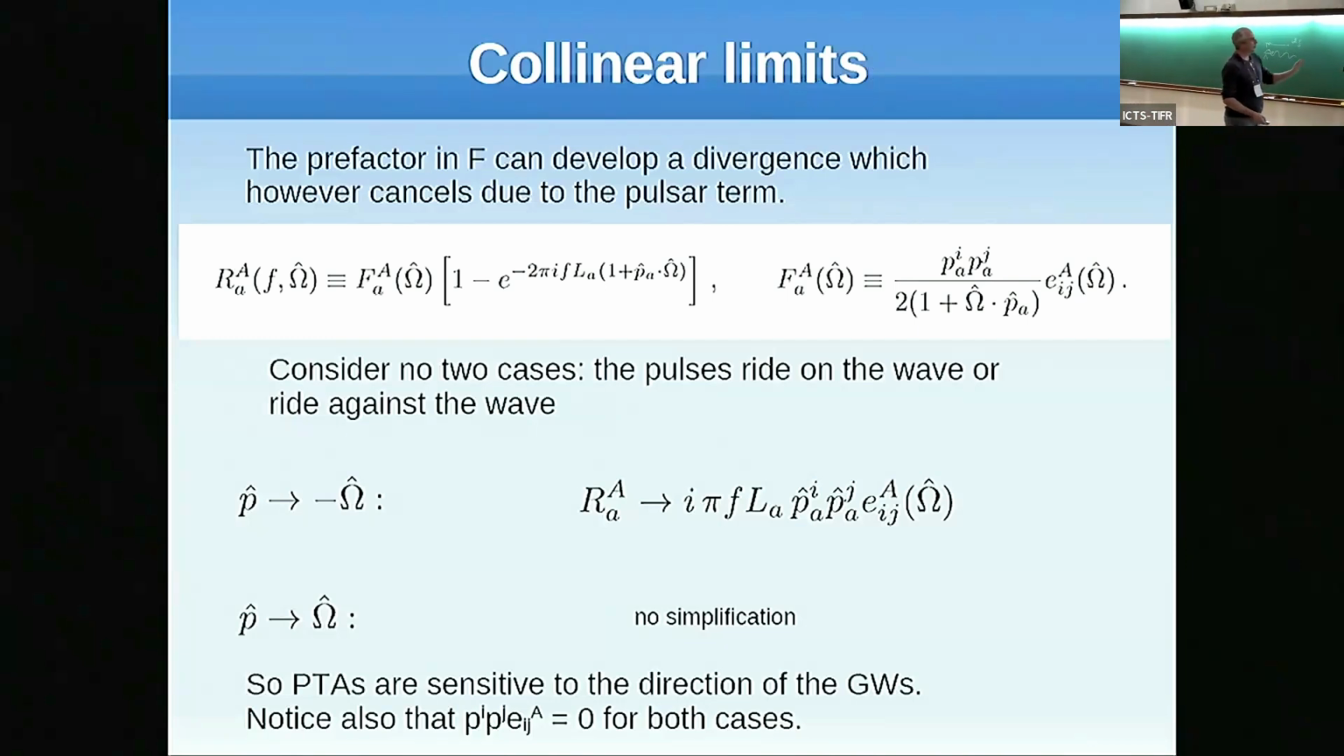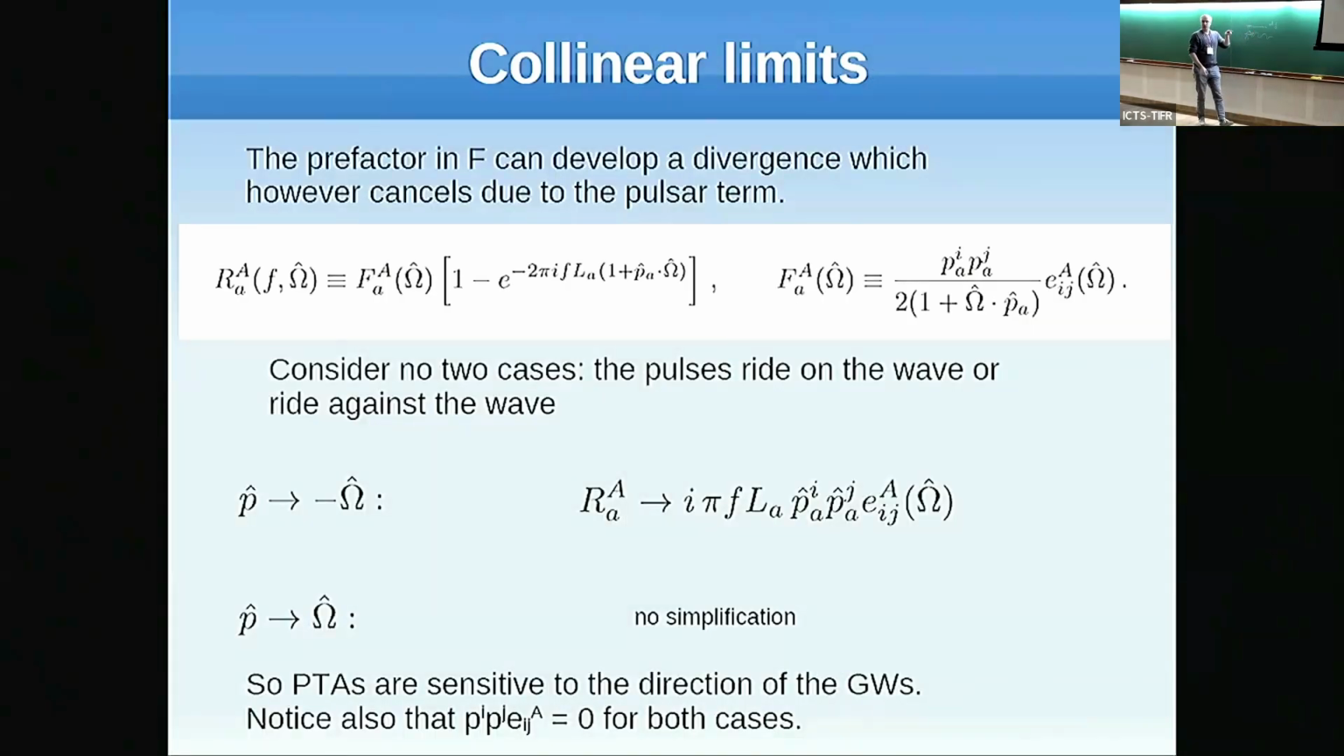So this limit is perfectly fine. Actually, this limit is also perfectly fine for a different reason, because if you have p and omega collinear or anti-collinear, right, then this guy will become 0, right? And the reason is if the gravitational wave is traveling in this direction, the deformations are like this, right? They are in these two directions, so the pulse will not see any of these deformations. So this limit is perfectly fine.